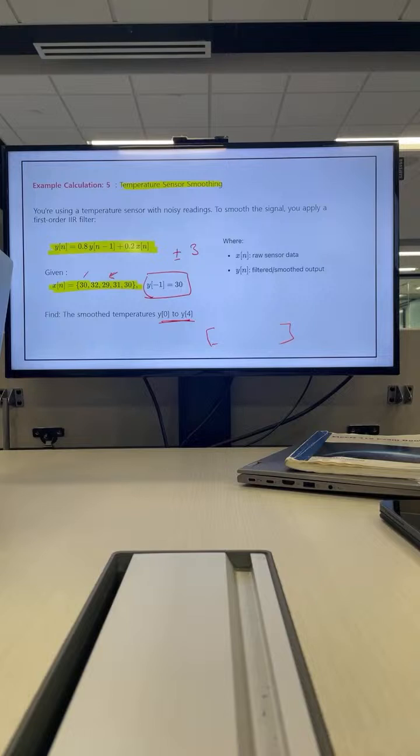Can you give me y of 0, the first value? For 30, what is the value? It's 30. It is 30 itself? Okay. Let's see the second one. The decimals, don't forget the decimals, okay? Decimals are important in digital filters.